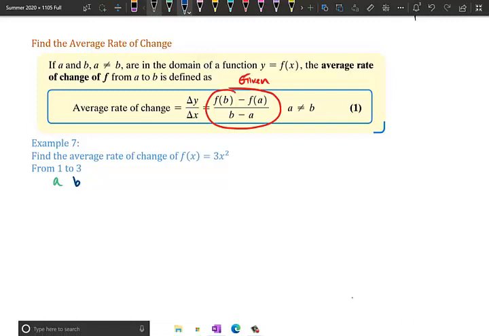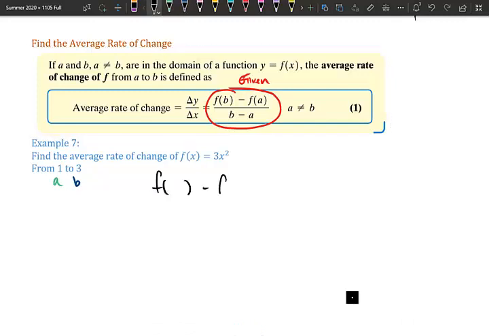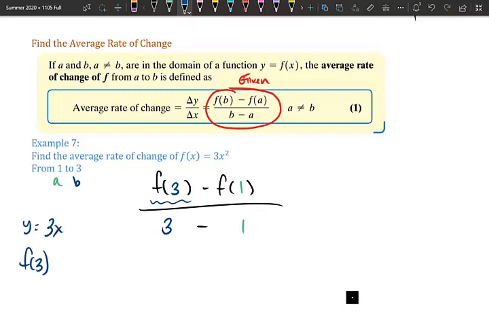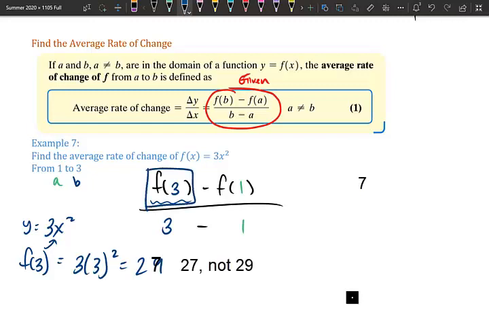So I'm just going to plug it into our formula. We have f of b minus f of a over b minus a. So f of b, so f of 3, minus f of a, which is f of 1, over 3 minus 1. I'm going to take this part out, f of 3. That tells us to plug 3 into the equation they gave us. So we have 3 times 3 squared, that's 29. So f of 3 equals 29.